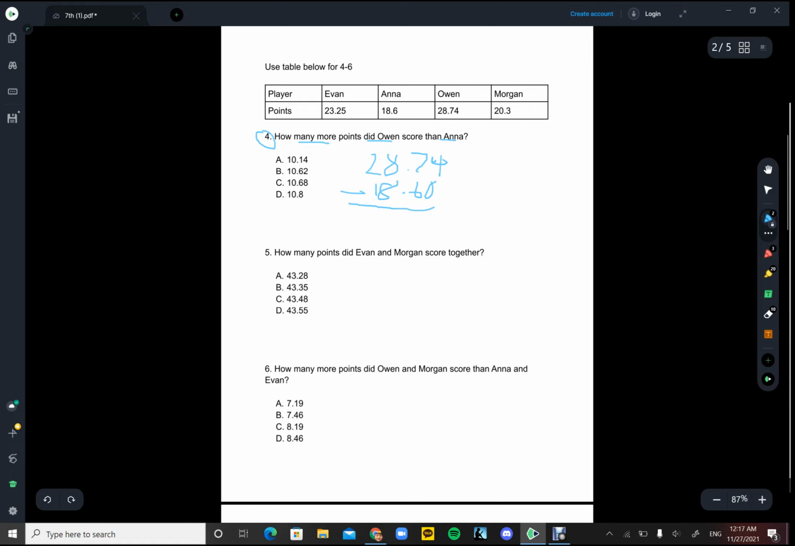So when you subtract, 4 minus 0 would be 4. 7 minus 1 would be 6. You put the decimal. 8 minus 8 is 0. 2 minus 1 is 1. So your answer would be A, 10.14.